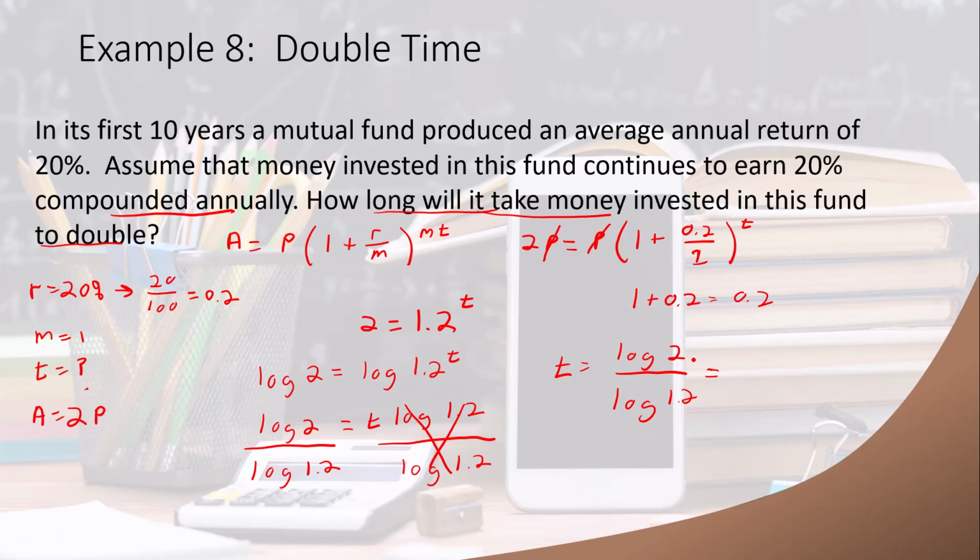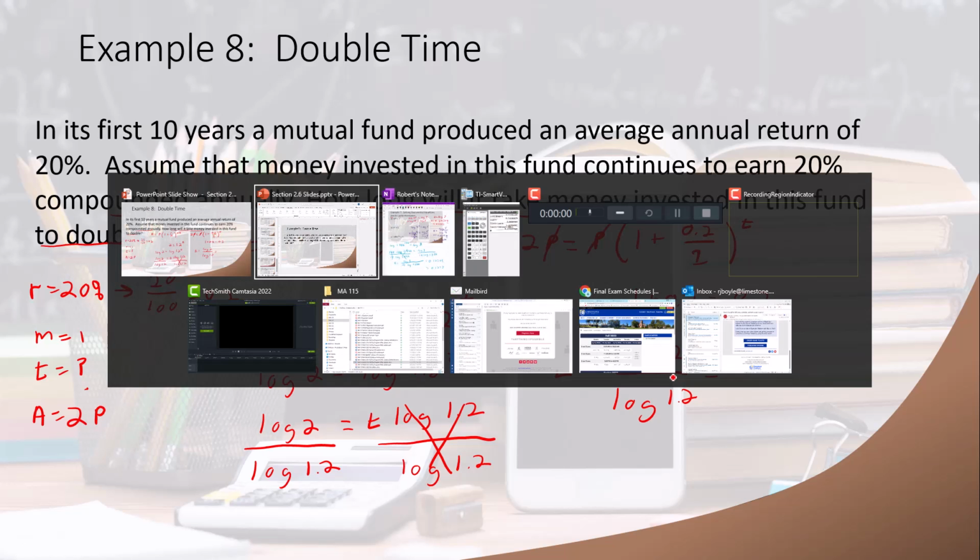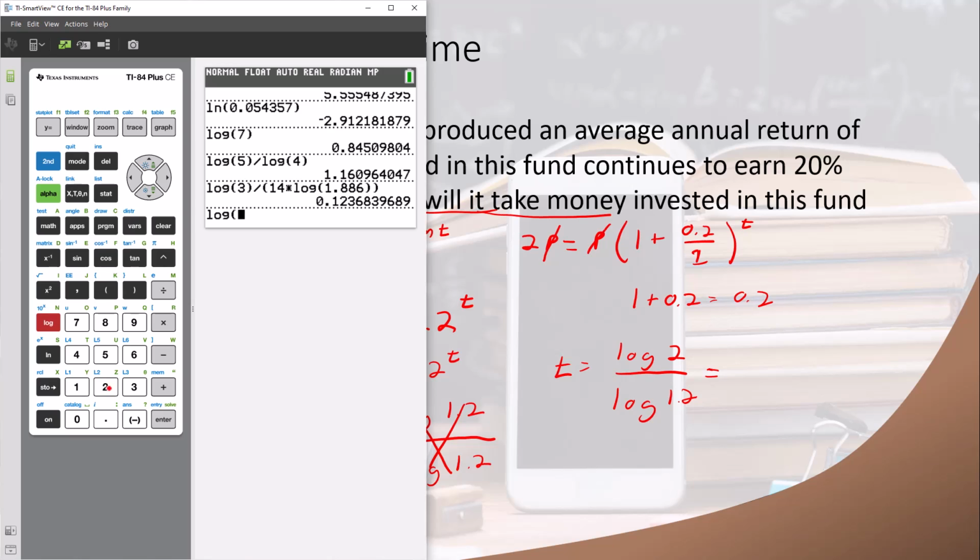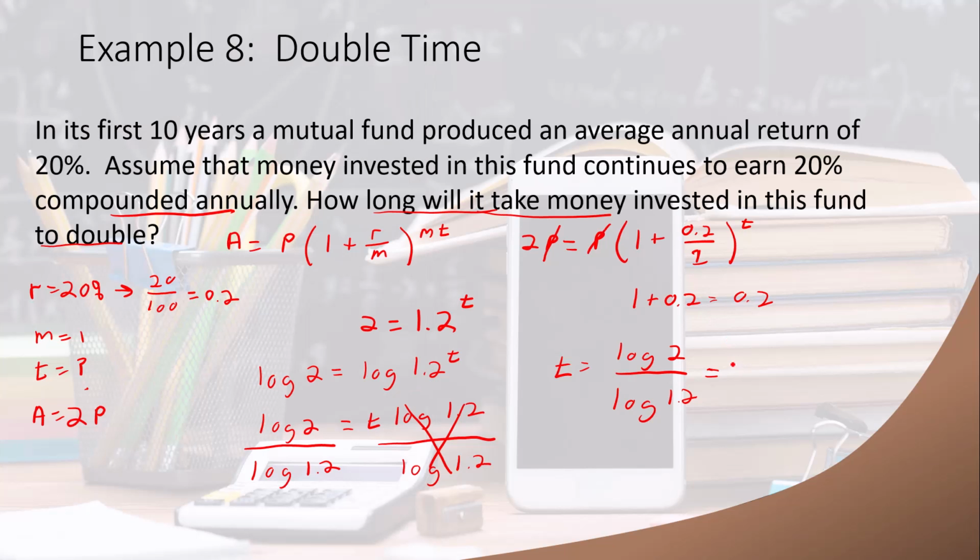And that is going to be equal to, let me bring my calculator up, the log of 2 divided by the log of 1.2. And that gives me 3.8017. I think we can just round to a tenth of a year, so this is going to be approximately 3.8 years.